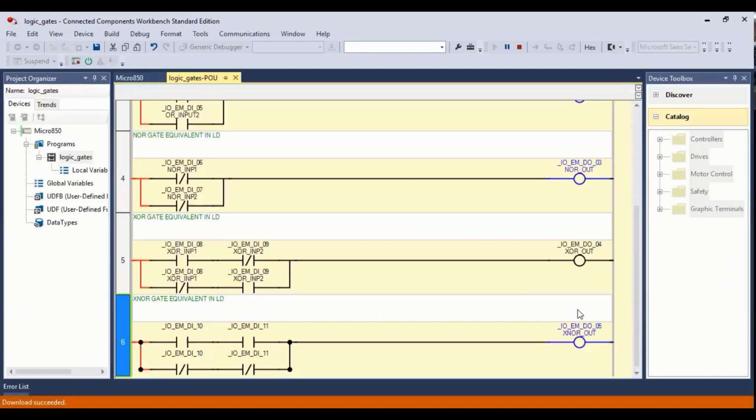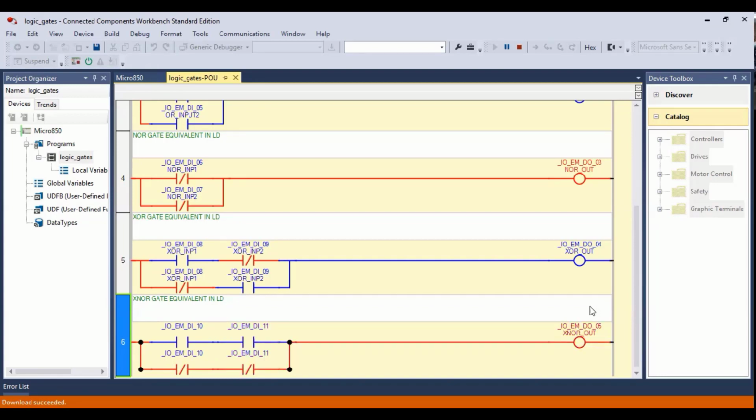Exclusive NOR, and there it is, right? Because inputs 10 and 11 are both false, the output is true. Whenever any one of those changes, the output will go false. 10 changes, go false. 11 changes, go false. Both of them are true, the output becomes true, right? Totally the opposite of the exclusive OR.